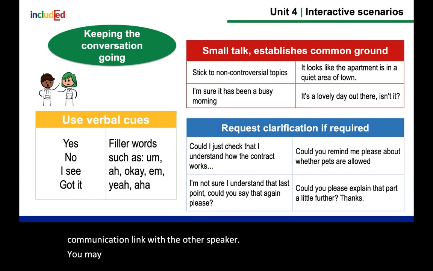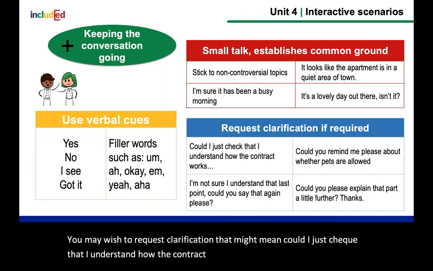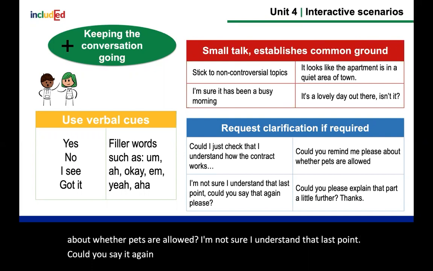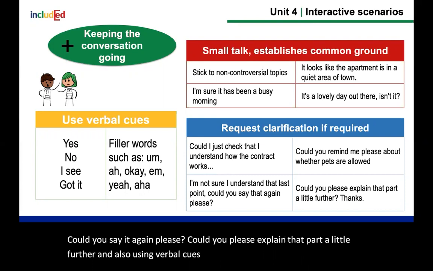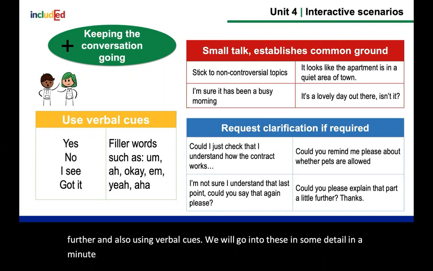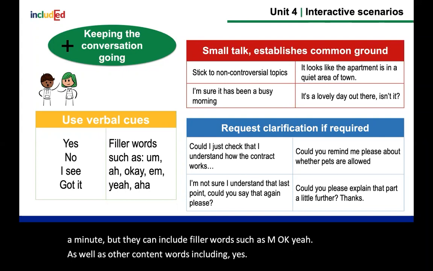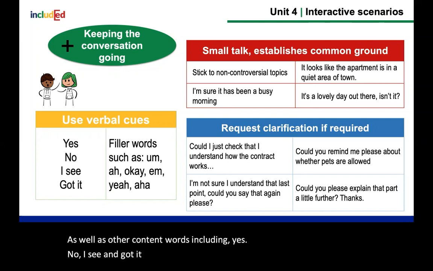You may wish to request clarification. That might mean, could I just check that I understand how the contract works? Could you please remind me about whether pets are allowed? I'm not sure I understand that last point. Could you say it again, please? Could you please explain that part a little further? And also using verbal cues. We will go into these in some detail in a minute, but they can include filler words such as okay, yeah, as well as other content words including yes, no, I see, and got it. There's a large variety of verbal cues that can be used to help maintain the conversation going.